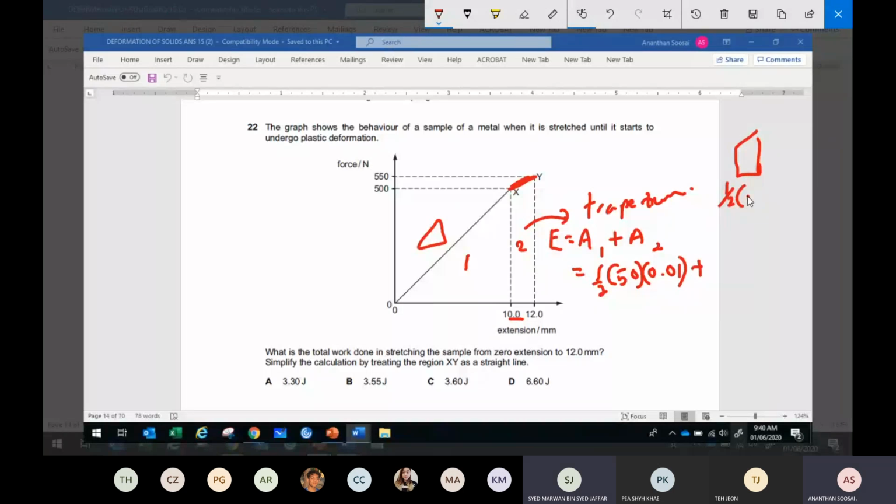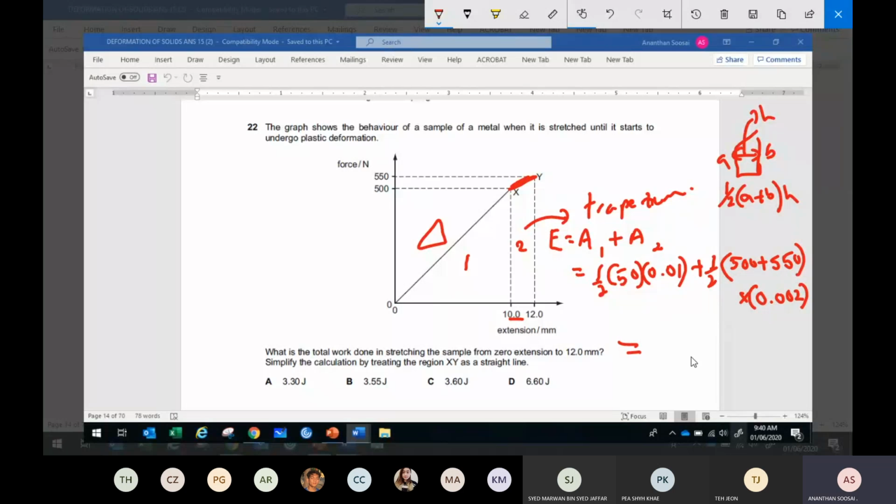So what is the trapezium formula? Half (A plus B) H, right? For the trapezium, the sides are A and B, and H is the separation. So in this case, half times (A plus B) times H. A is the height, 500 and 550. So 500 plus 550, times H, the separation, 2 mm, which is 0.002 meter. Yeah, half times (A plus B) H.